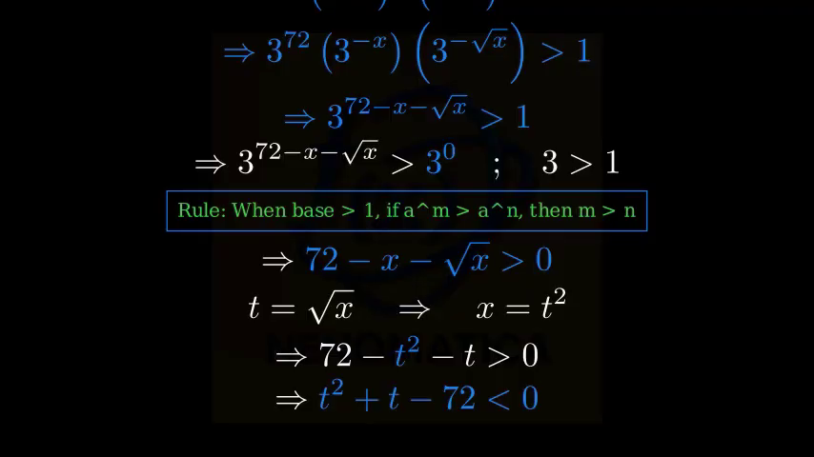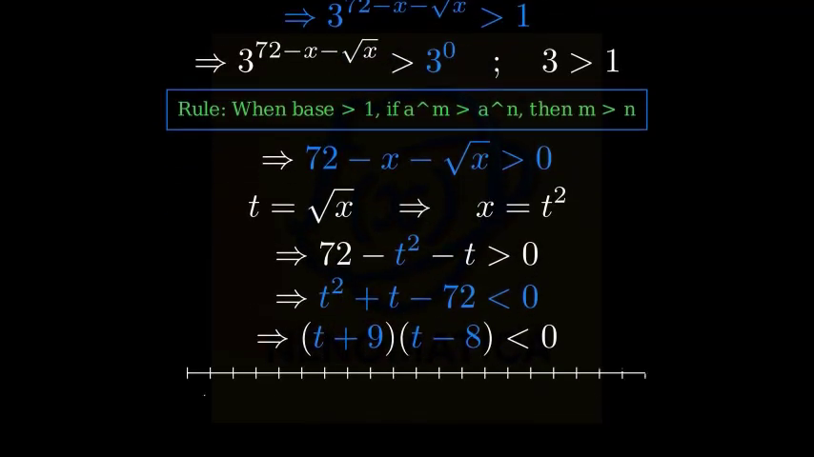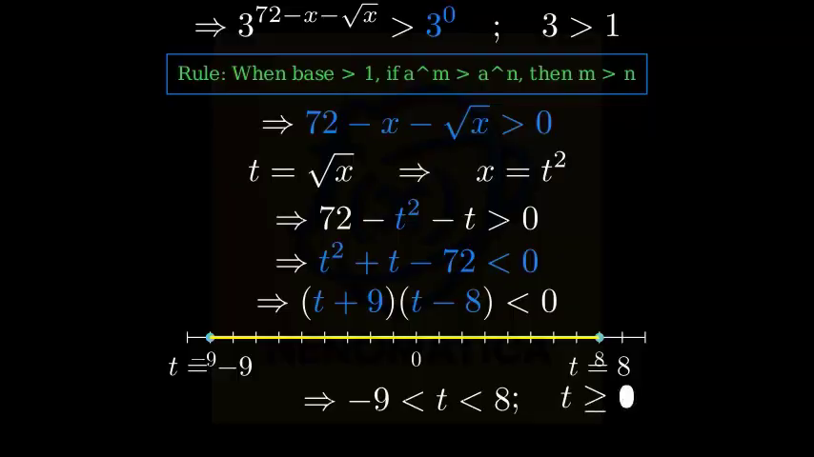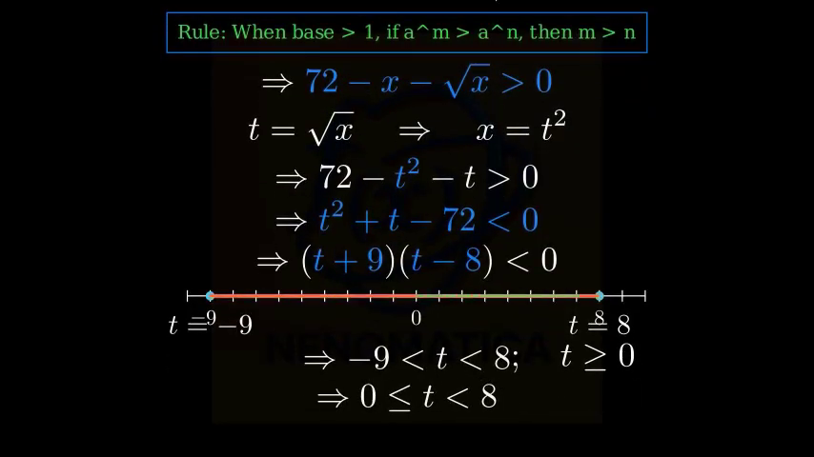Now we need to convert our solution back to the original variable x. Since t equals the square root of x, we have 0 is less than or equal to square root of x, which is less than 8. To solve for x, we square all parts of this inequality. Since squaring preserves inequalities when all values are non-negative, we get 0 is less than or equal to x, which is less than 64. Therefore, our solution set is the interval from 0 to 64, not including 64. We write this as the interval from 0 to 64.